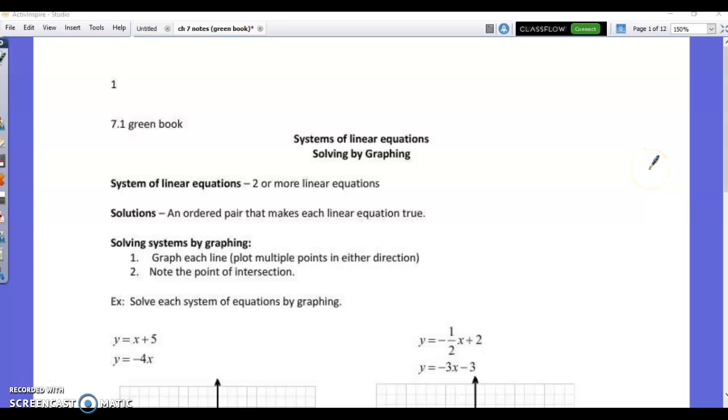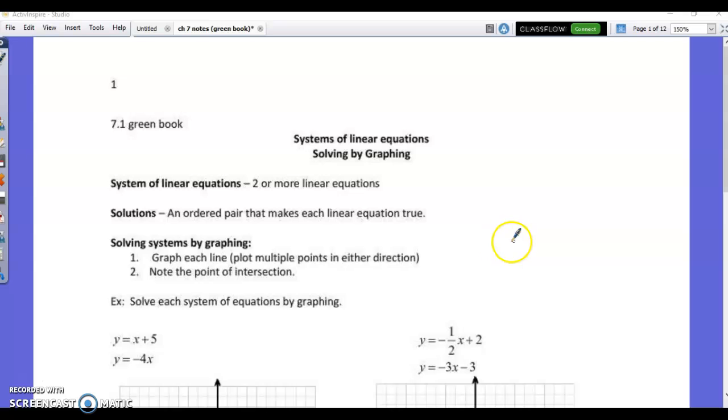Okay, we are getting into systems of linear equations. A system is just one or more than one linear equation, and we are comparing them. So what we need to be able to figure out is a solution to two linear equations.